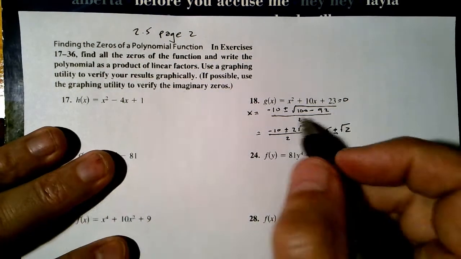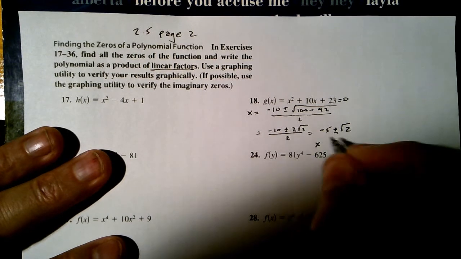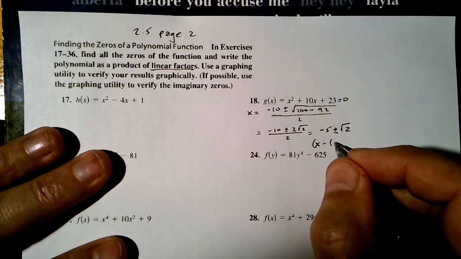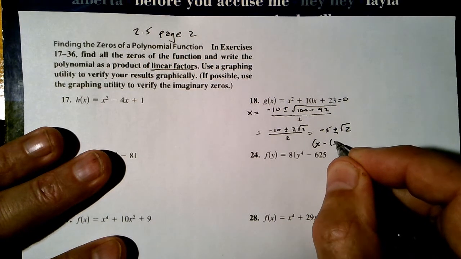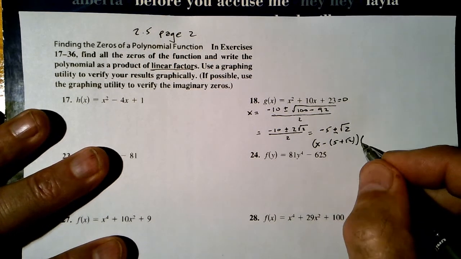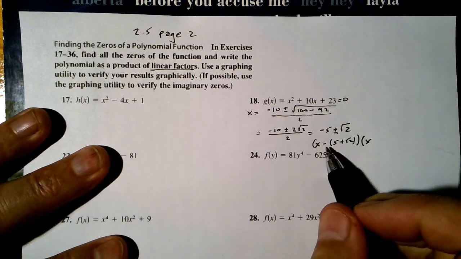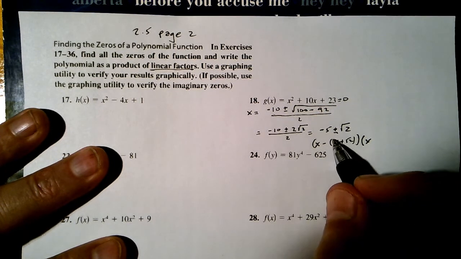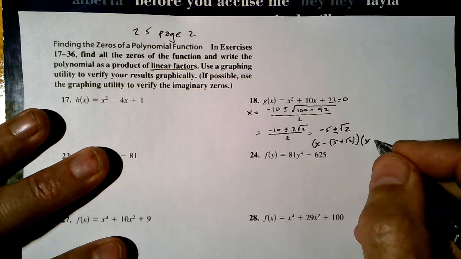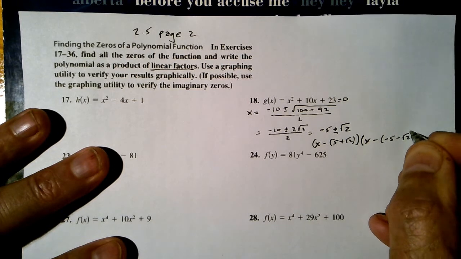Now for the linear factors. The linear factors would be x minus, and this is the only time I'm going to do it this way, x minus 5 plus square root of 2. I'm going to omit that step in the future. You'll see what I'm talking about. And x, oh, that's actually a -5. x minus -5 plus square root of 2. And x minus all of -5 minus square root of 2.